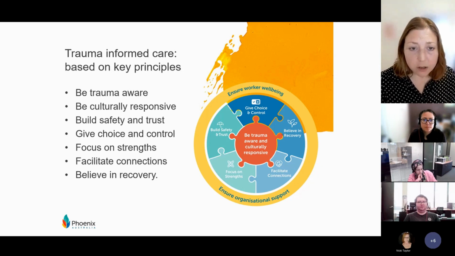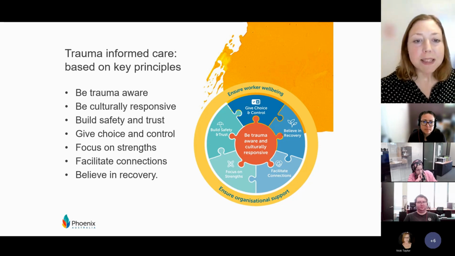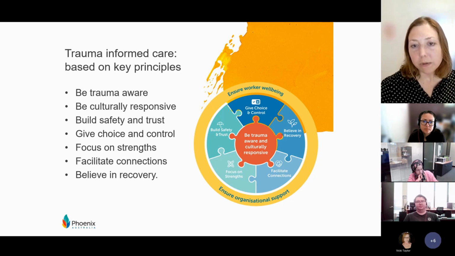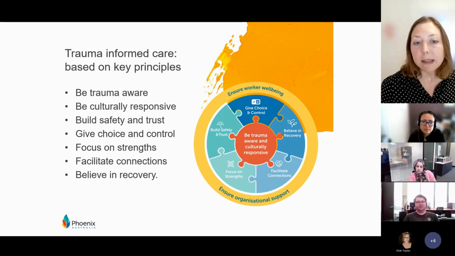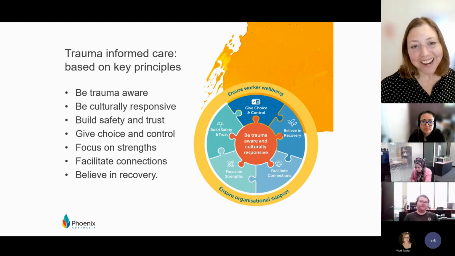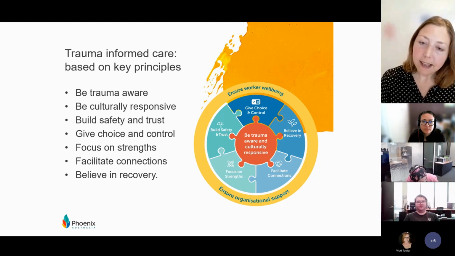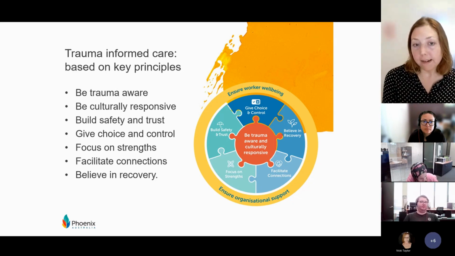I actually quite like this little diagram here, and it's a bit blurry on my screen, so hopefully it's not as blurry on yours. It shows the different principles, and at the centre we have being trauma aware and being culturally responsive. These are really at the heart of how you might implement trauma-informed care, and they guide the implementation of these principles. So what do I mean by that? Being trauma aware is really thinking about and understanding what trauma is and what it looks like and its impacts. And today we will go into quite a bit of detail about that.